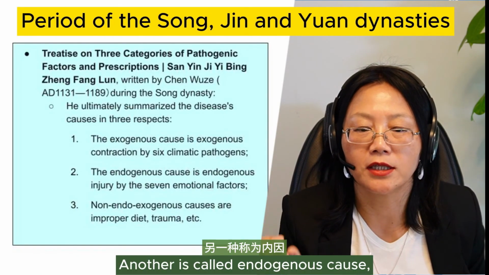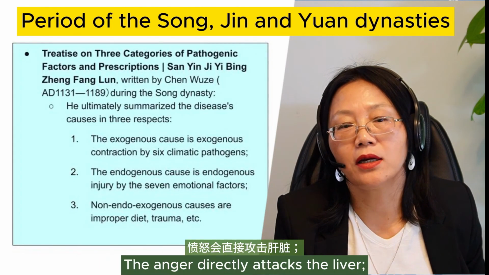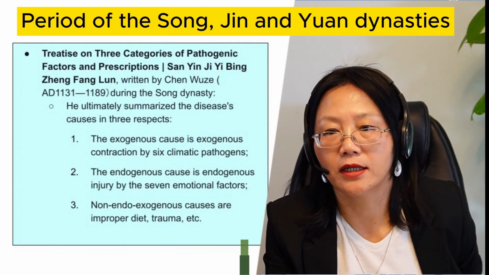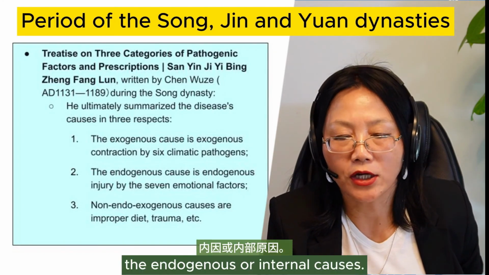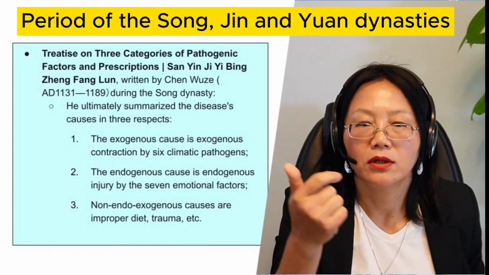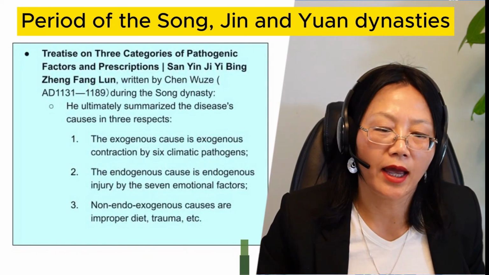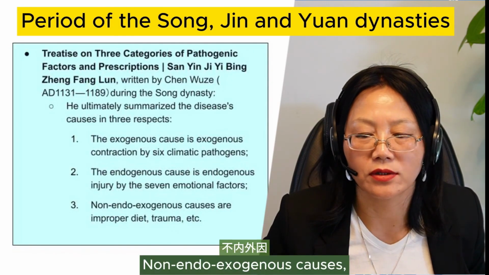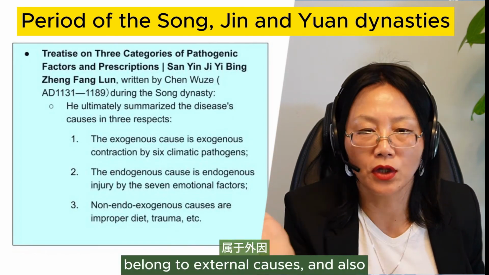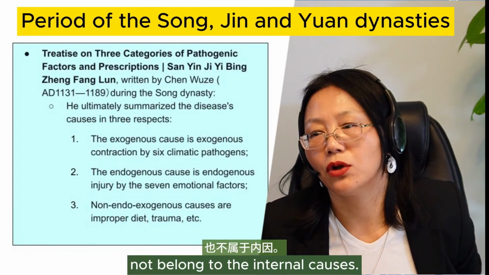Another is called endogenous cause. It's mainly related with emotion, like anger. Anger directly attacks the liver, and oversex affects the kidney. Those causes are the endogenous or internal causes. So the causes would be external cause, internal cause, and then there's another cause he called non-endo-exogenous cause, like improper diet, trauma, wounds. Those do not belong to external causes and also do not belong to internal causes.